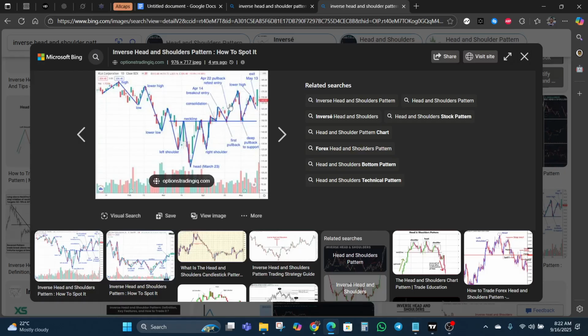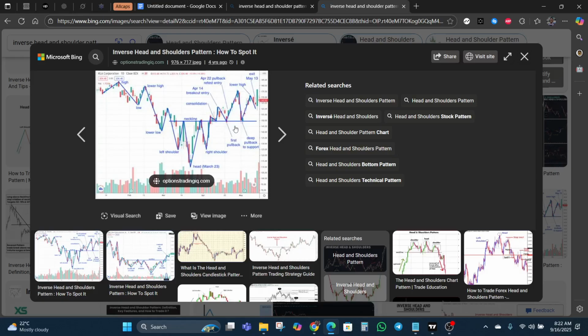Step four is setting a target. A common method is measuring the distance from the neckline down to the head, and then projecting that distance upward from the neckline breakout point. So this gives a potential target area for the move. It's also important to note that not every inverse head and shoulders pattern plays out perfectly. False breakouts can happen, which is why patience and confirmation are key.